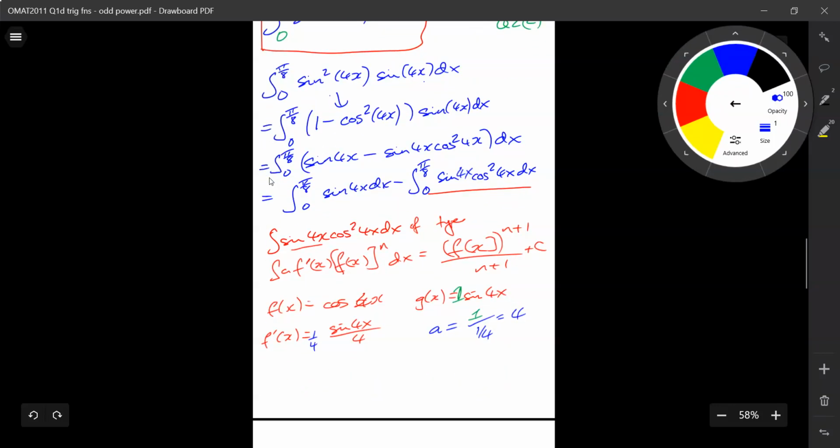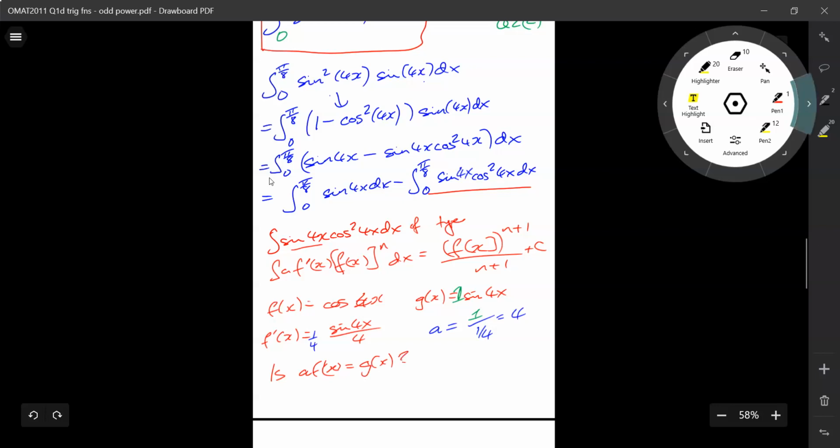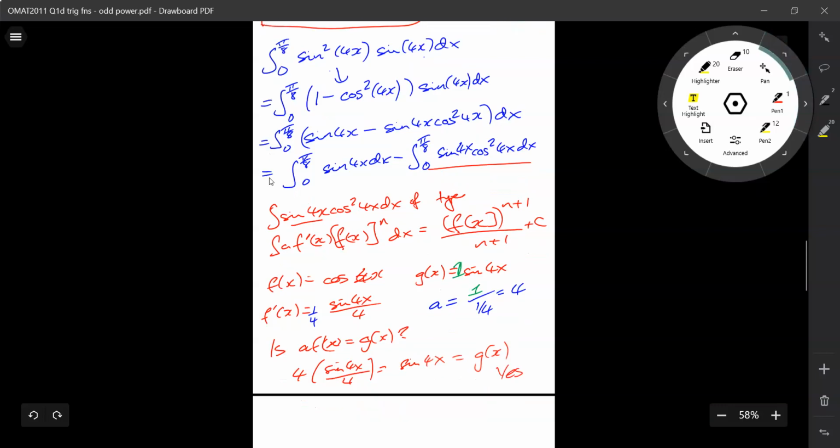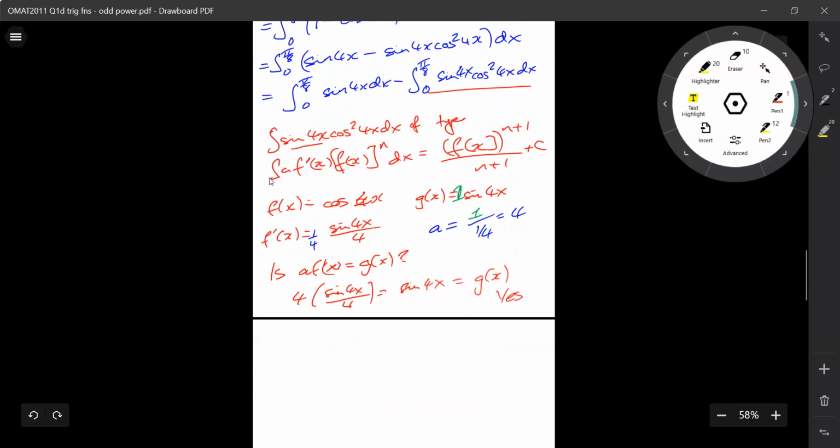Then we ask ourselves the question, is a times f prime x equal to g at x? If it is, we can use our rule. So let's multiply this out. a is 4 times sine 4x over 4. That is equal to sine of 4x, which is equal to g at x. Therefore, the answer is yes. So we can use our rule. And if I go ahead and use the rule then, that says the integral of sine 4x cosine squared 4x dx is equal to a, which is 4.